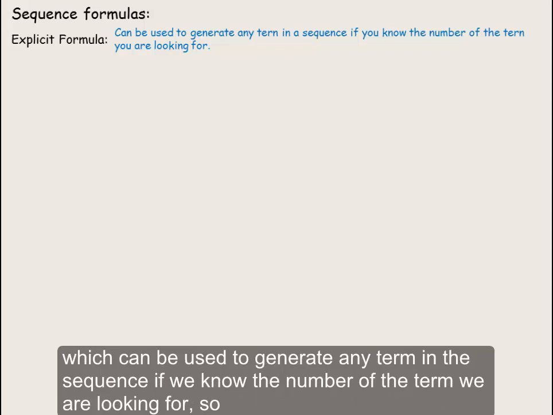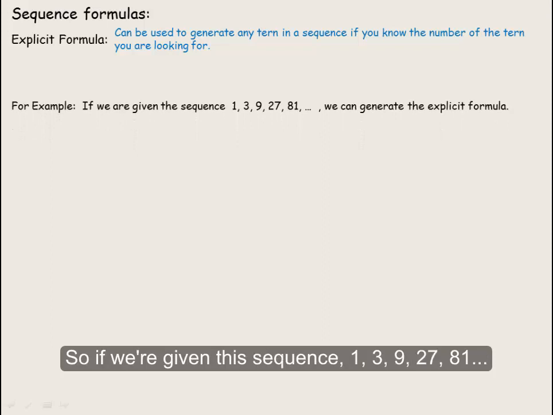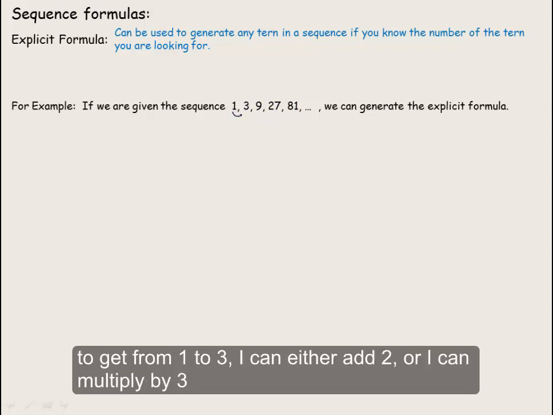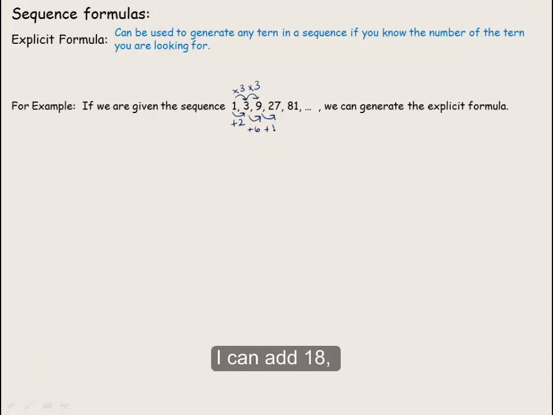There are specific formulas that can be used to determine sequences. We can have an explicit formula, which can be used to generate any term in a sequence if we know the number of the term we are looking for. So the first or the 10th or the 15th number in the list. If we're given this sequence, 1, 3, 9, 27, 81. To get from 1 to 3, I can either add 2 or I can multiply by 3. To get from a 3 to a 9, I can either add 6 or I can multiply by 3. To get from a 9 to a 27, I can add 18 or I can multiply by 3.